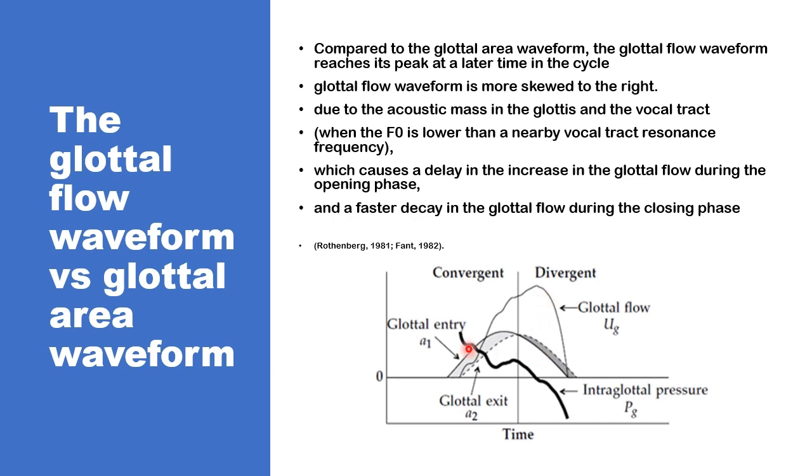You would also notice that the intraglottal pressure does not reach the zero level with the peak of the glottal area, when the glottic canal is fully open. It actually reaches the zero level at the peak of the glottal flow rather than the peak of the glottal area waveform, before going into the negative pressure in the divergent phase of the glottal cycle.